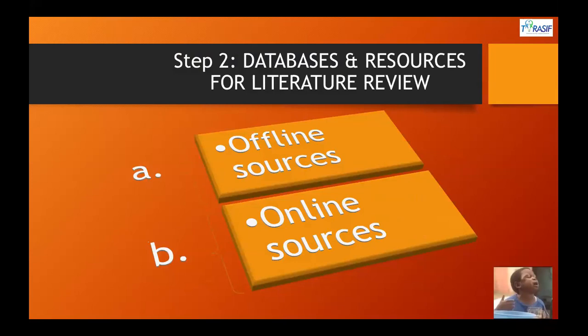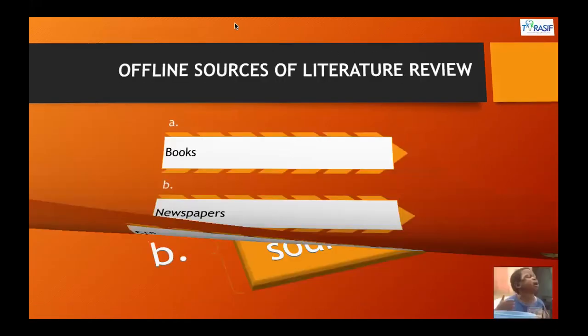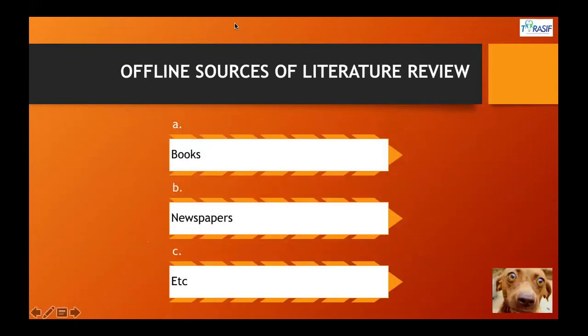So the review is where can I get my materials, where can I get my articles from? We have offline sources and then we have online sources. The examples of offline sources are books, magazines, newspapers, etc. We're talking about your textbooks, and newspapers like Vanguard, but it's not all the newspapers and it's not all the books that you have to use.